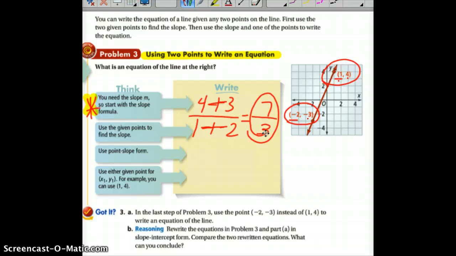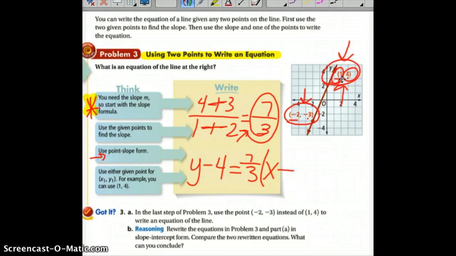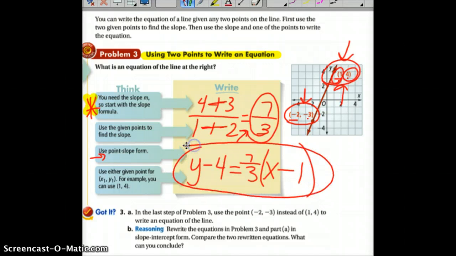Now, to write it in point slope form, we can pick either of these points. I'm going to pick this one just because it has 2 positive numbers and they're easier to work with. So my formula, y minus y1 equals slope. We just found it. 7 over 3 times x minus the x of the point I'm using, 1. There is my equation in point slope form from 2 points on the line.